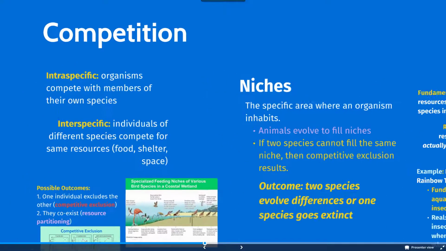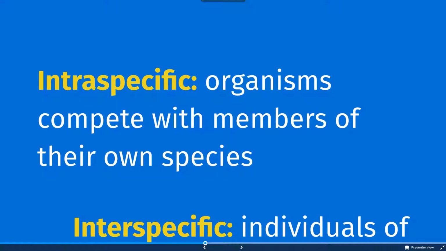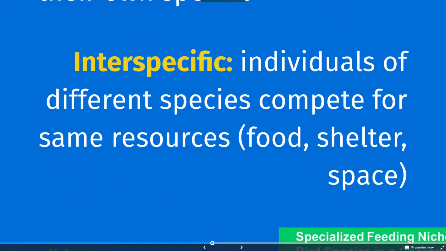In order to do that, we need to define a couple terms here. The first is intraspecific, which is going to refer to organisms that compete with members of their own species. We also have the phrase interspecific, which consists of individuals of different species that compete for the same resources, such as food, shelter, and space.